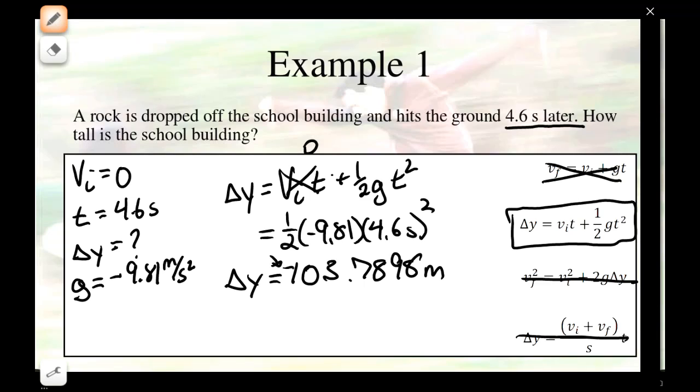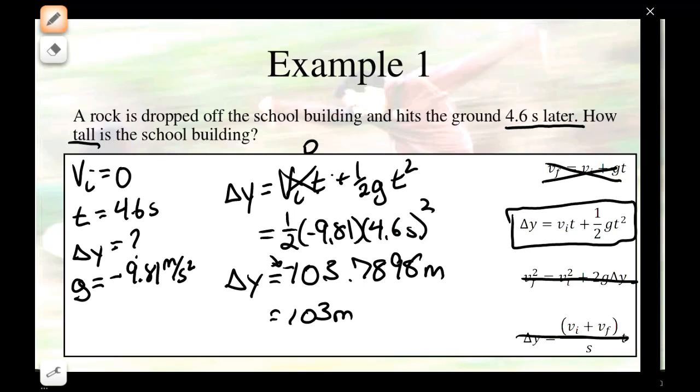But really what it's asking is how tall is the building? So this is going to be a scalar quantity. How tall is the building? Well, the building is going to be 103 meters, which is as tall as a football field, bigger than a football field. It's a huge building. But I have to look at significant digits.